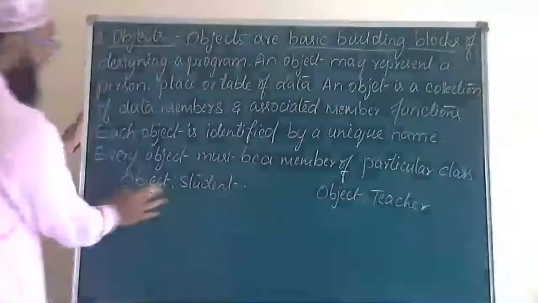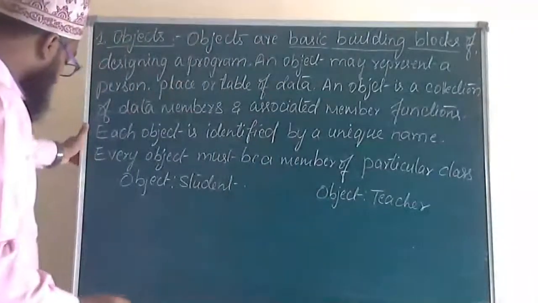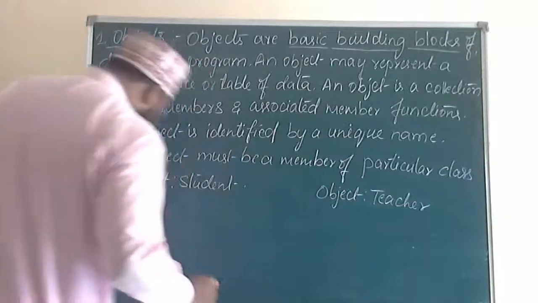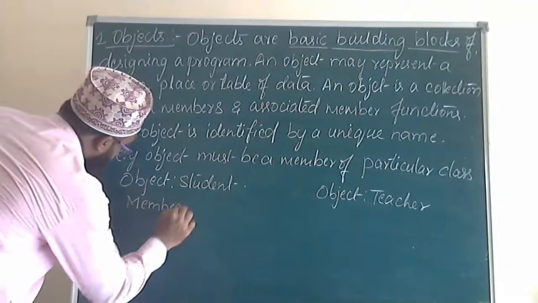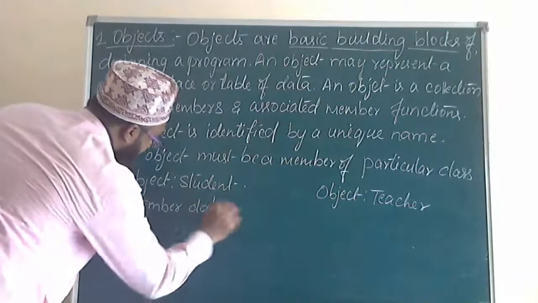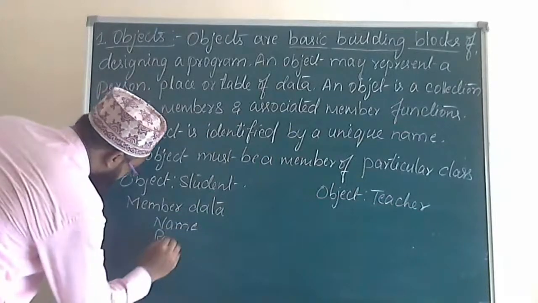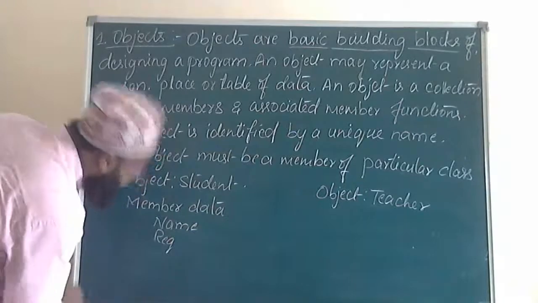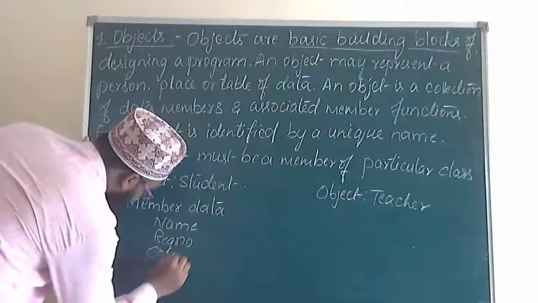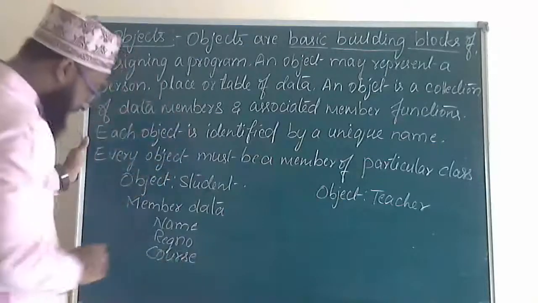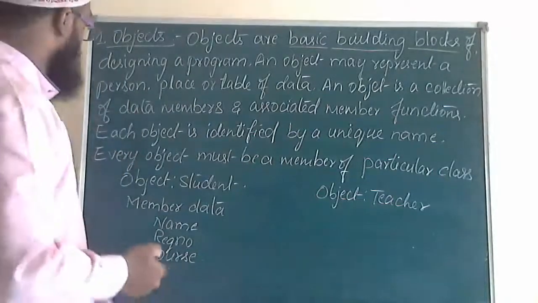Okay, this is object student. It is an object name. Then here, teacher is also an object name. Now under data members, which can also be called member data, it includes name, then register number, and also course. After that, member functions. I will write them in some other place so that we can understand clearly.